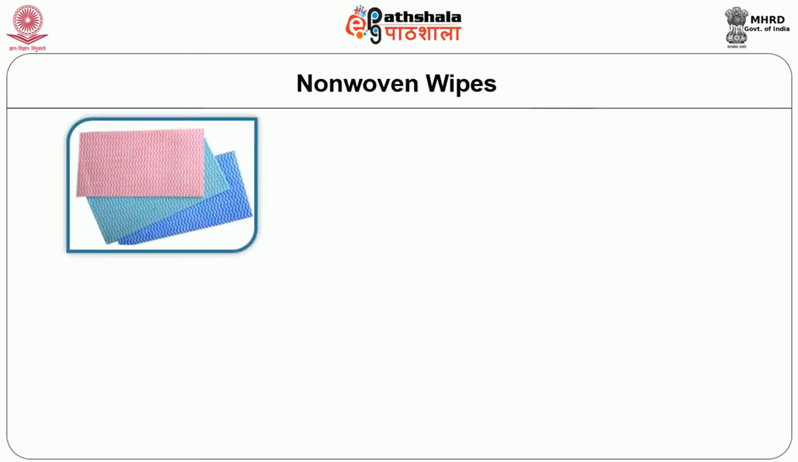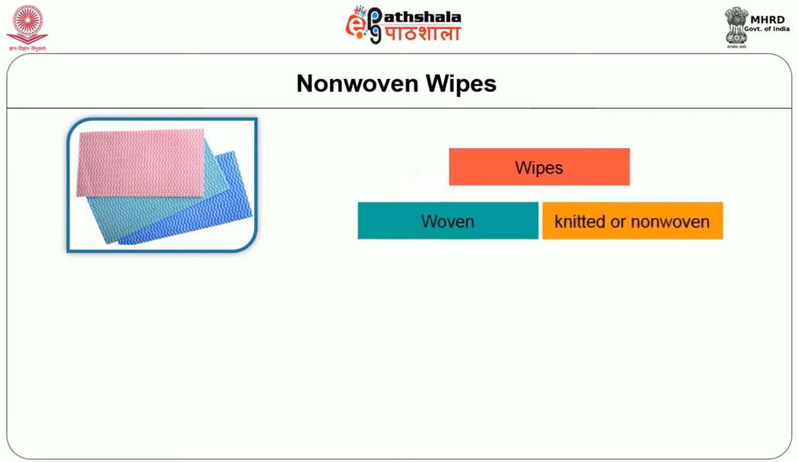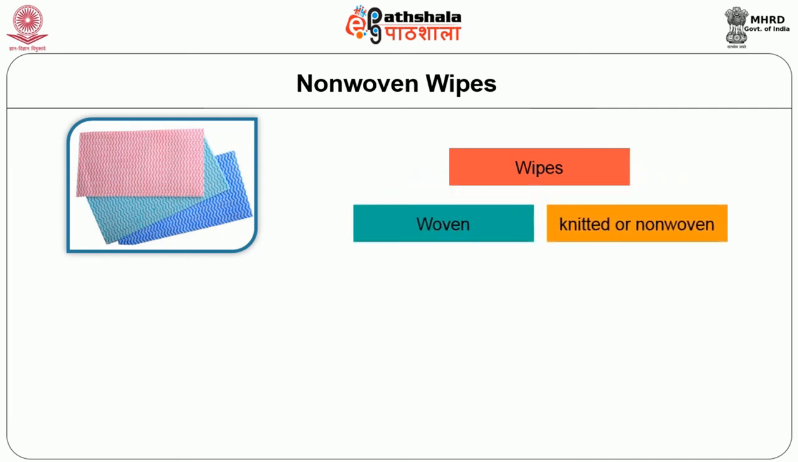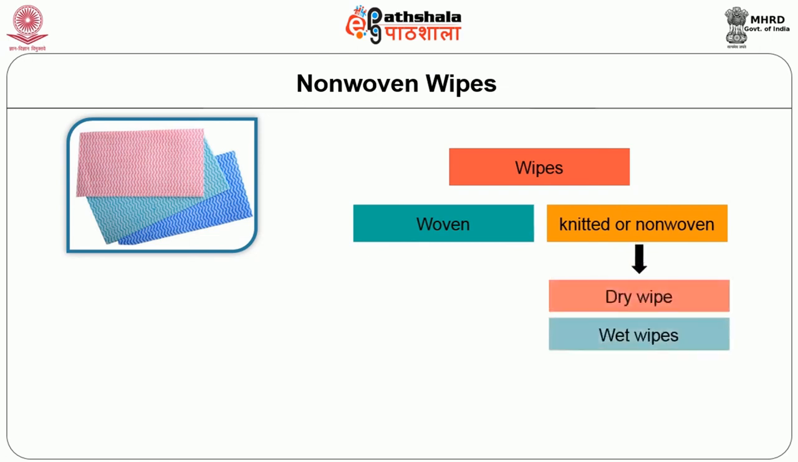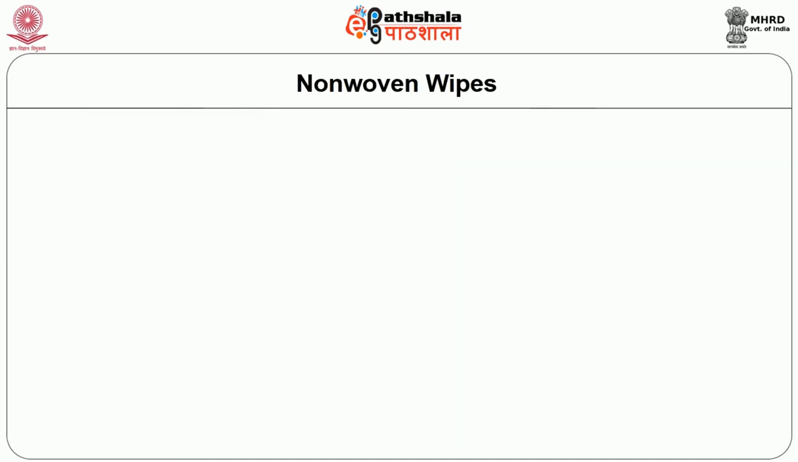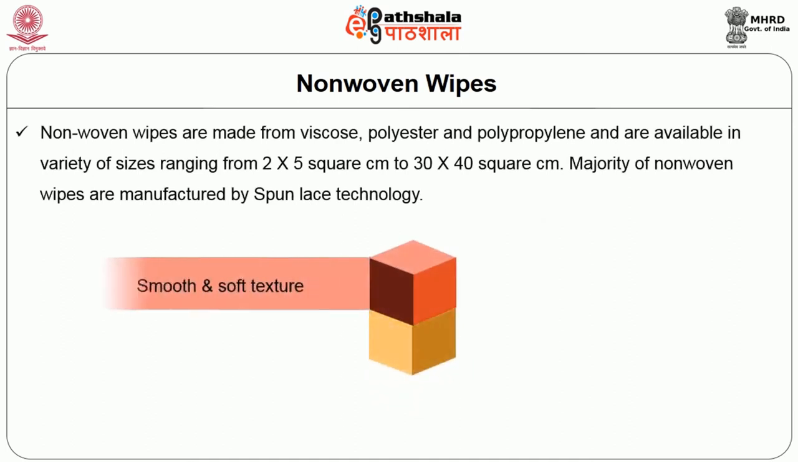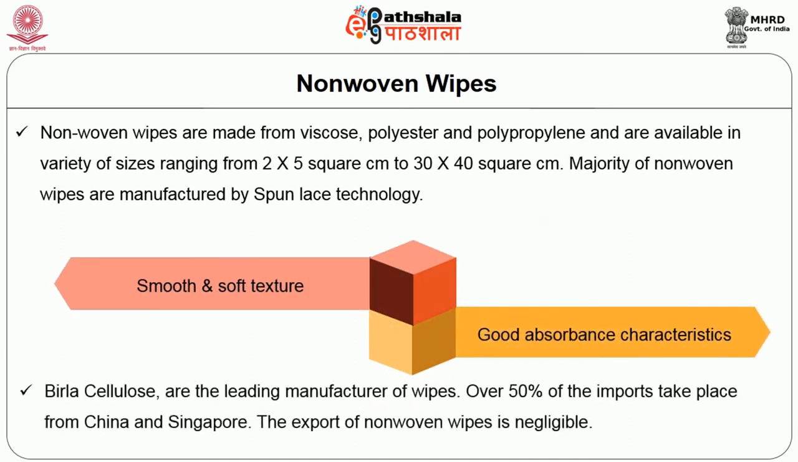A wipe is a small piece of cloth used for the purpose of cleaning and disinfection. Wipes could be woven, knitted or non-woven. Non-woven wipes are recently gaining popularity on account of their excellent absorbency and smoothness. The product is available as dry as well as wet wipes. Wet wipes are designed for specific applications like baby wipes. Non-woven wipes are made from viscose, polyester, polypropylene and are available in a variety of sizes.